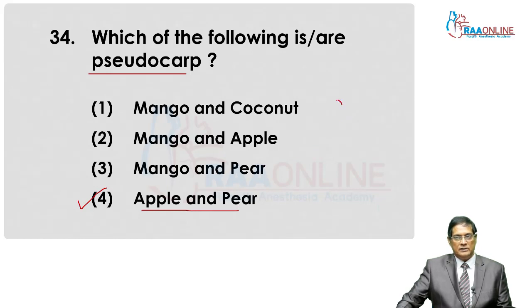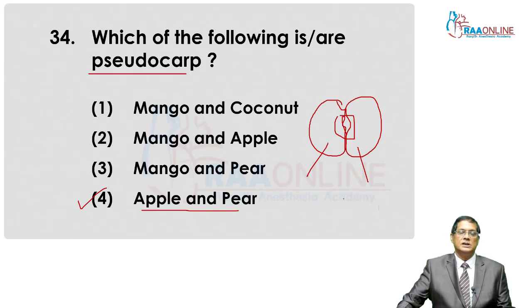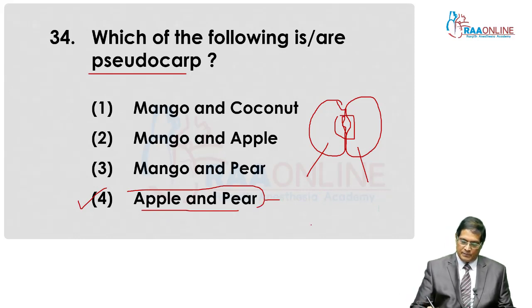In apple, the fleshy portion is actually thalamus. In apple and pear, this fleshy portion is thalamus, and you see this is the actual fruit. In this portion the actual fruit is there, whereas this fleshy portion is thalamus. That is, for the formation of fruit, thalamus contributes. That's why the fruit of apple and pear is false fruit, and they are kept under pome. These are examples of pome fruit.